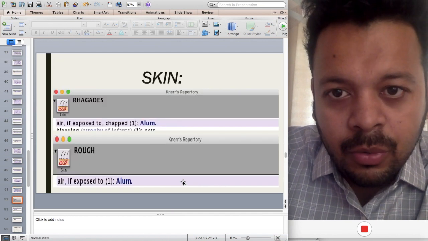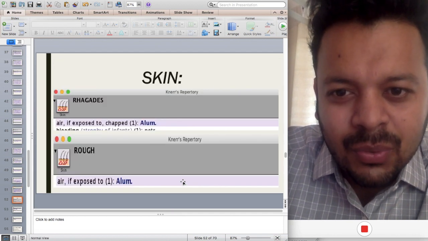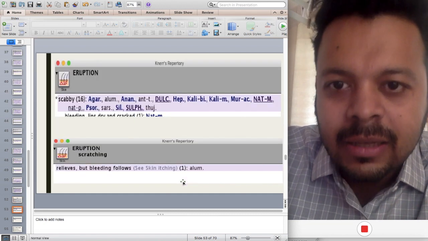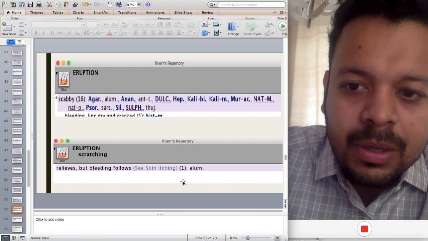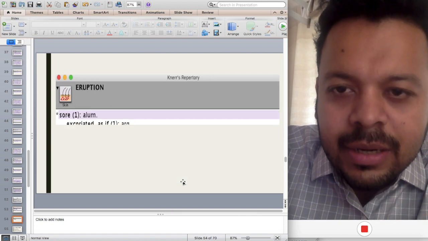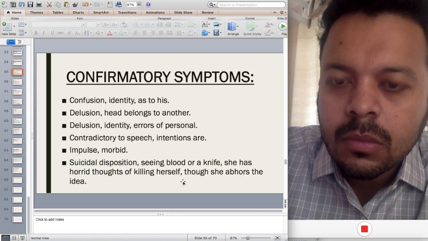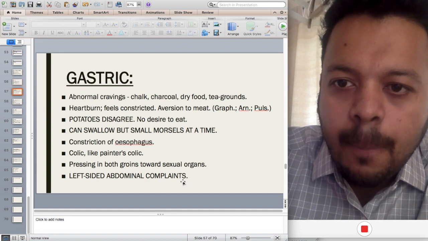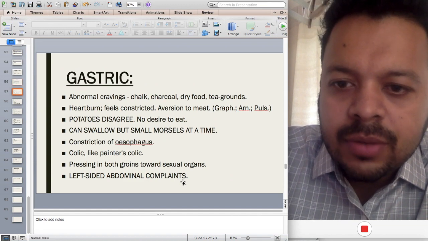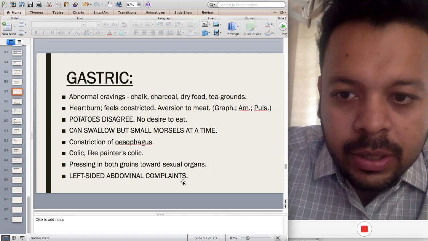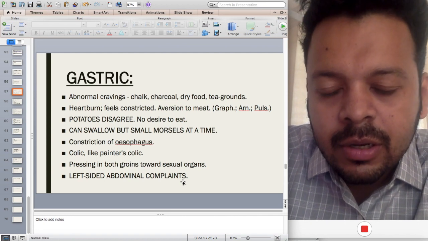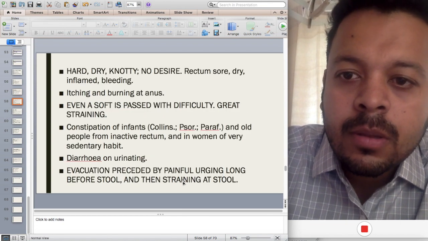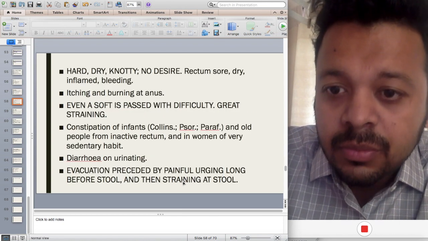Skin can be very important. So, in very, very bad cases of psoriasis, skin pathologies, rugged, thick skin, lichen planus, scabby, scratching but bleeding, this is alumina. Gastric symptoms, very important I've seen is left sided symptoms and colic. Dr. Sarkar used to tell me in most cases of renal failure, alumina is a very important remedy. The constipation is a very important symptom of alumina also.